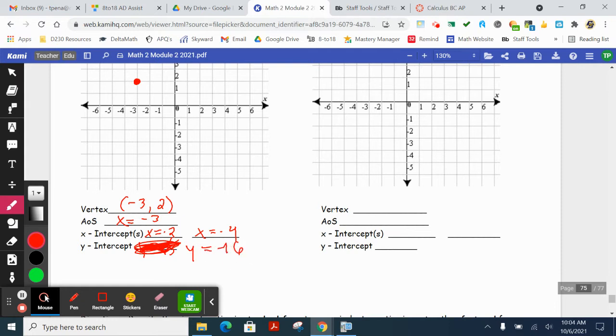All right. Then we can graph this. The x-intercepts are -2 and -4. Go ahead, drop that guy down, and we get that parabola that opens downwards. Okay.